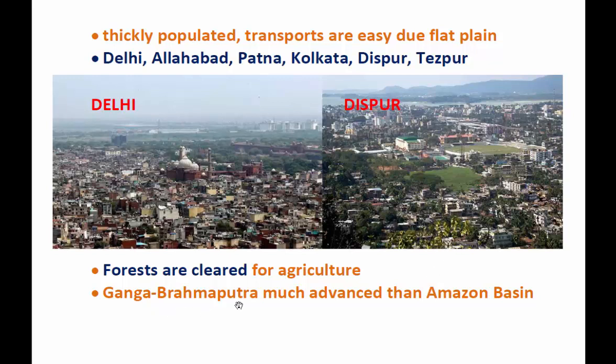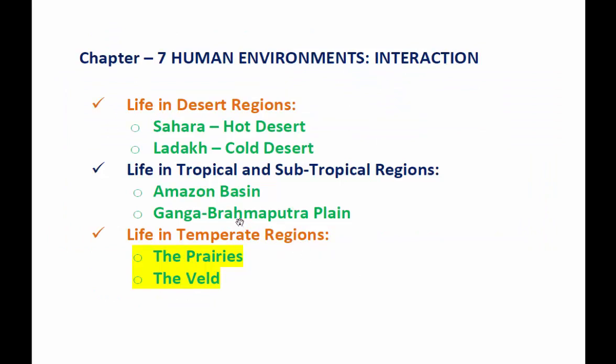The Ganga-Brahmaputra plains are much more advanced if we compare them with the Amazon basin. The Amazon basin is still very primitive, but people have migrated to that region and have started clearing the forests, which we must discourage. So these are some of the important points from the Amazon basin as well as the Ganga and Brahmaputra plains.